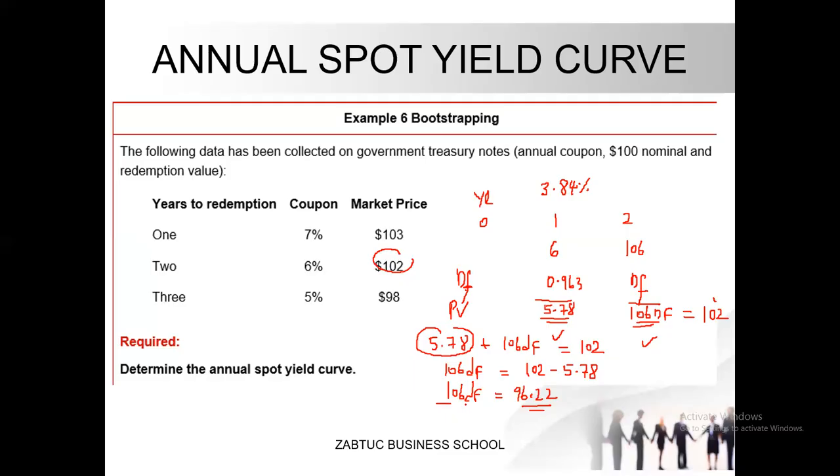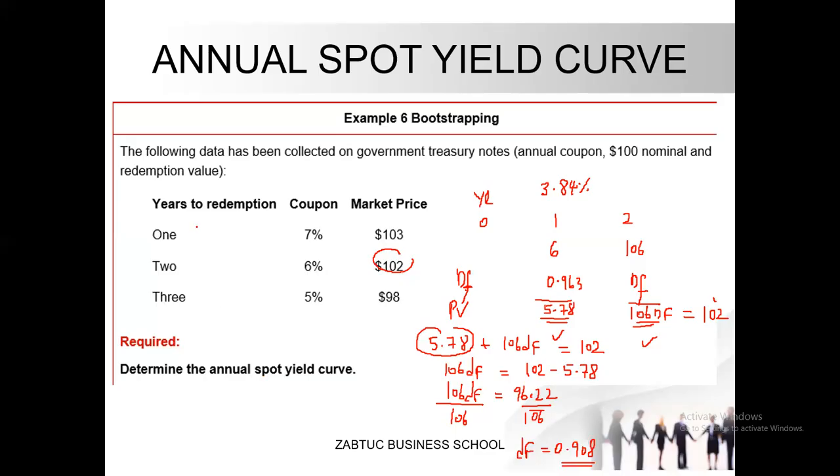So then we divide 106 on both sides. Let's divide. What's the discount factor? 0.908. All right, so we're looking for a discount factor of 0.908 in year 2.